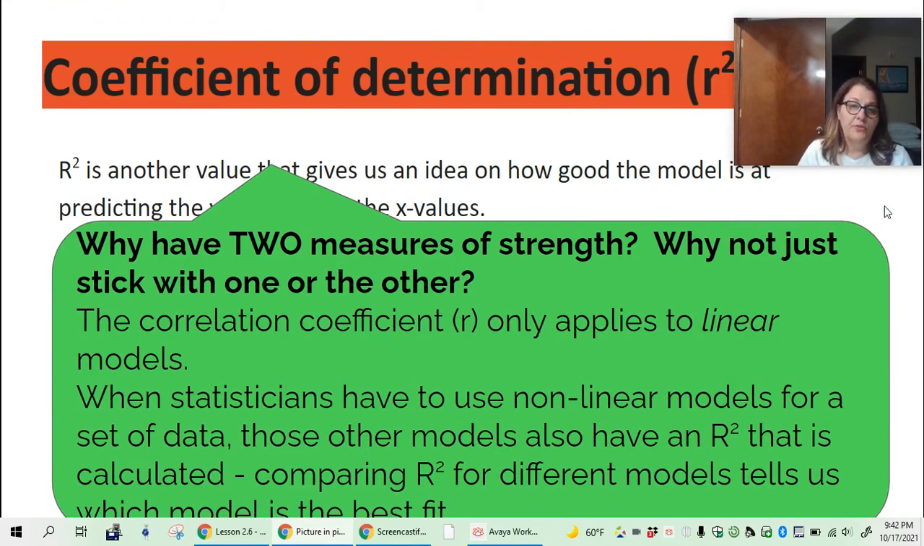Now, we have two measures of strength, and why not just stick with one or the other? Well, you have to remember that the correlation coefficient R only applies to linear models. When statisticians have to use nonlinear models for a set of data, those other models also have an R square that is calculated. Comparing the R square for different models tells us which model is the best fit.